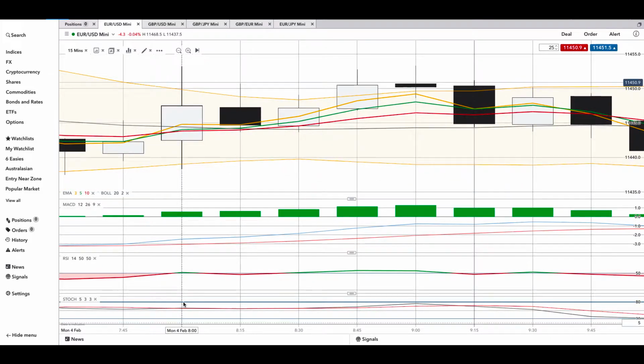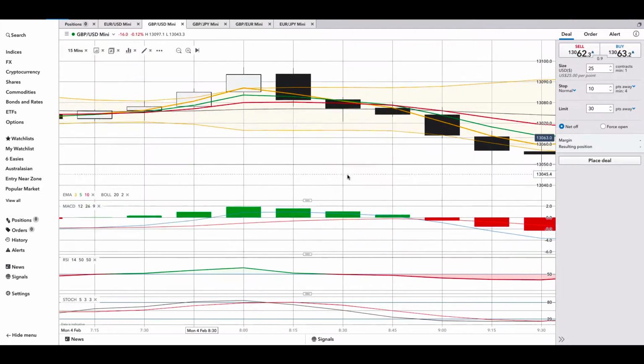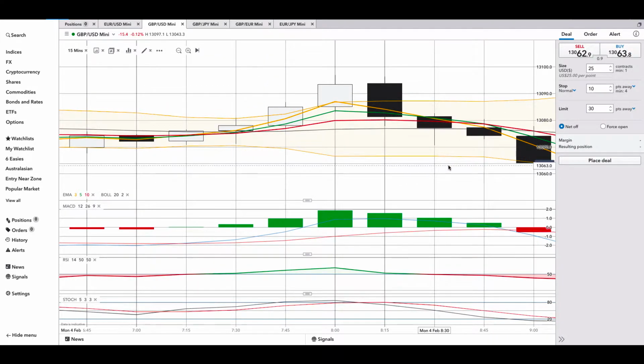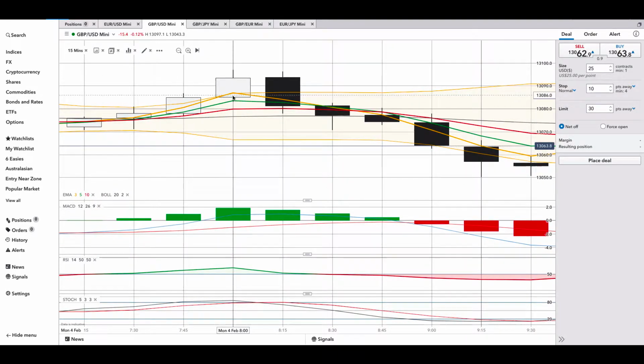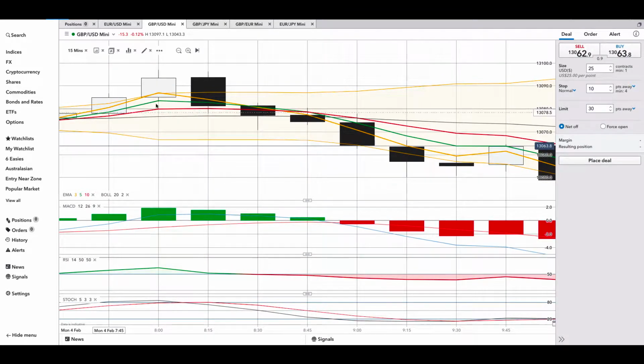These two lines were not going upwards, so I didn't enter the trade here. If you look at the GBP/USD, it's the same thing. If you scan through here after 8 o'clock, as you can see, if you had entered much earlier, it would be a false buy signal.